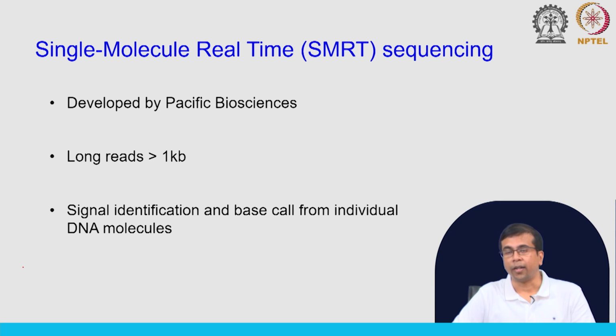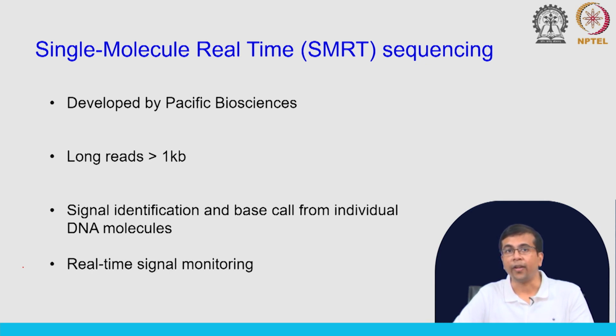The other advantage of this method is that we have signal identification and base call from individual DNA molecules. As we go into the principle, you will see that instead of these clusters or the emulsion PCR where you generate a lot of clones of a molecule and then do the signal identification and base calling from the average signal of these clusters, here we actually identify these bases from a single DNA molecule. So, this identification happens from individual DNA molecules, which means we have higher resolution.